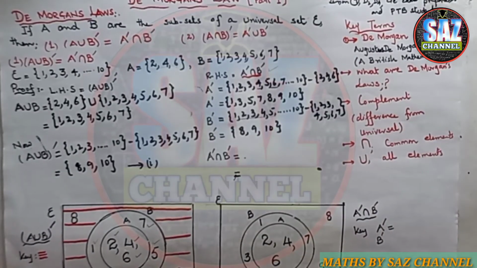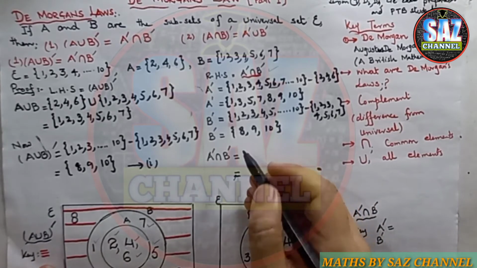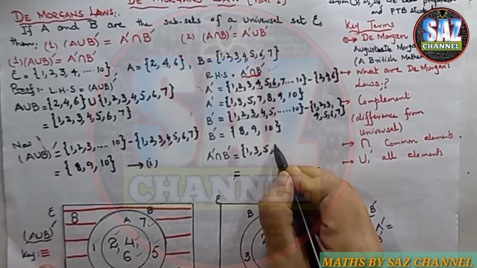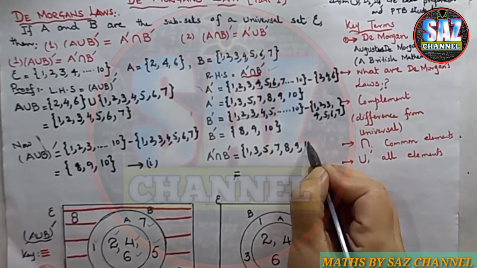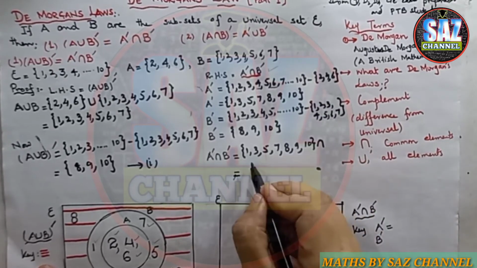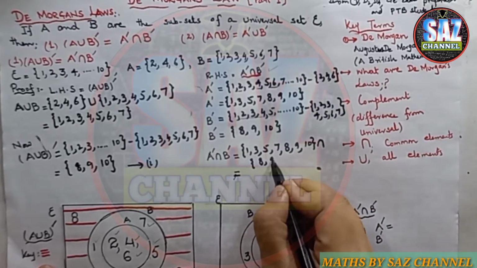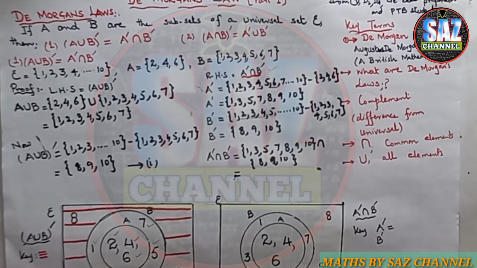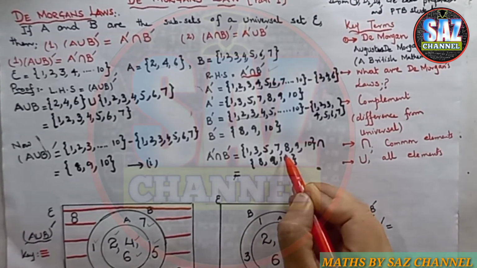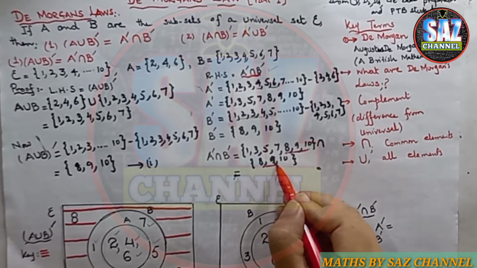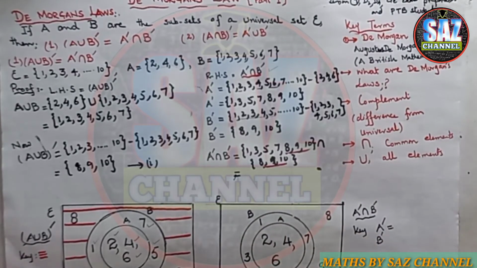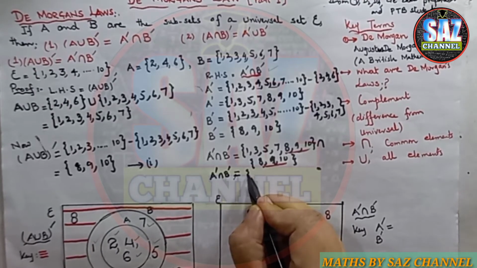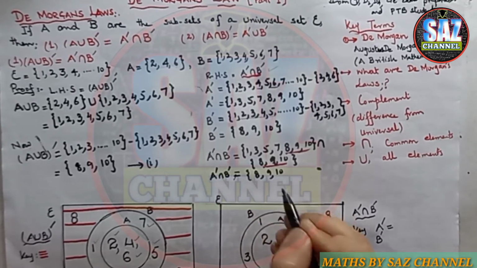So I will again be writing the elements carefully of A complement, that is 1, 3, 5, 7, 8, 9 and 10. Intersection again, that is set B complement 8, 9 and 10. As intersection means the common elements only, if we look at both the sets, 8, 9 and 10 are the common elements. So A complement intersection B complement will have the answer 8, 9 and 10.